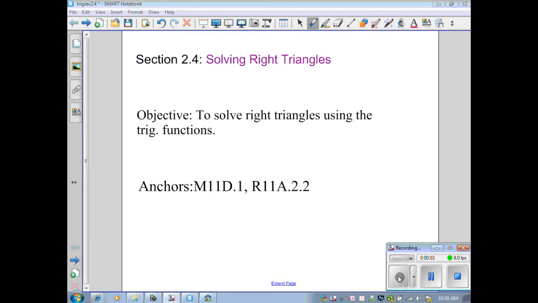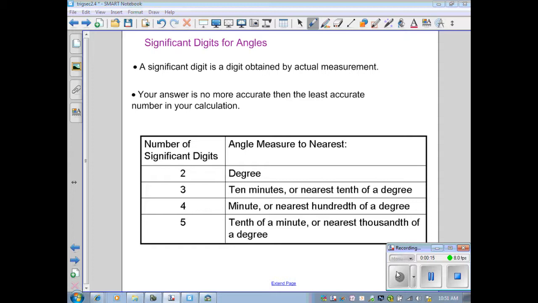Section 2.4, to solve right triangles using the trig functions. Our first slide identifies significant digits for an angle. Here, it shows on the first part of the diagram the number of significant digits. And here, if I have 2, that would represent just a degree. For example, 35 degrees, 2 digits, just a degree.